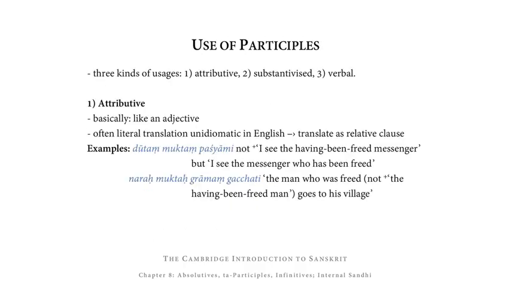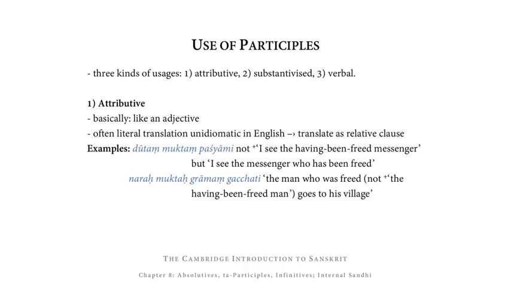Now that we've looked at the various aspects of how tap participles and absolutives are formed, let's look at the use of these, and let's first of all focus on the use of participles. There are three main kinds of participle usage, and those are attributive, substantivized, and verbal. First of all, attributive basically means like an adjective, i.e. you have a participle standing together with a noun and describing a noun. However, when that happens in Sanskrit, a literal translation often is unidiomatic in English, and often a translation of the participle as a relative clause will be much better.